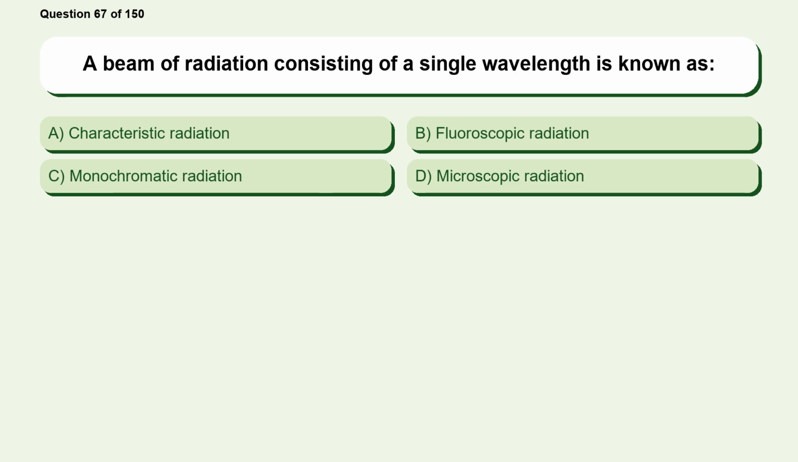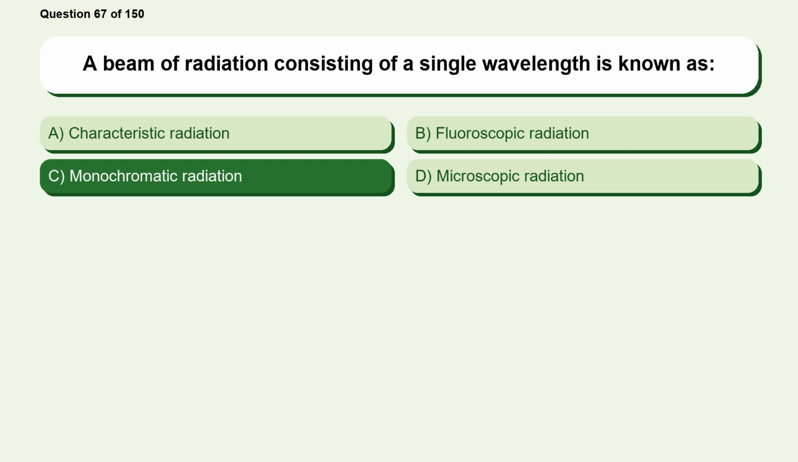Question 67. A beam of radiation consisting of a single wavelength is known as: Option A, characteristic radiation. Option B, fluoroscopic radiation. Option C, monochromatic radiation. Option D, microscopic radiation. The correct answer is option C, monochromatic radiation.